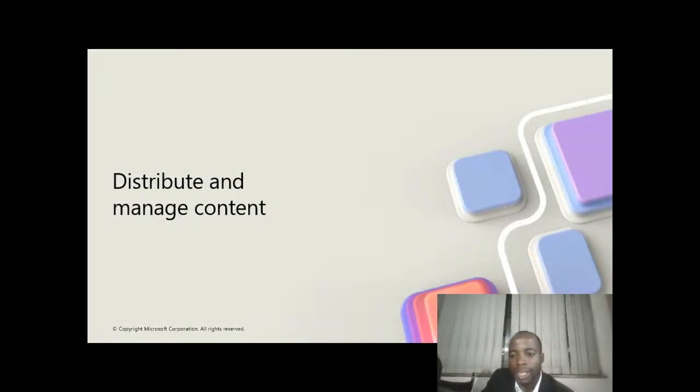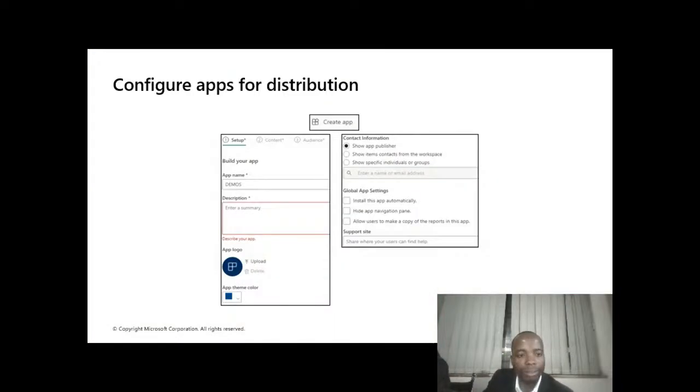So, distribution and management of content: creation of apps, refresh, protect, and endorse semantic models, and review usage metrics and Power BI licensing. We can also create apps, which we said bundle our dashboards and reports. They are useful, for example, you can create a marketing app, a manufacturing app, a finance app, something like that.